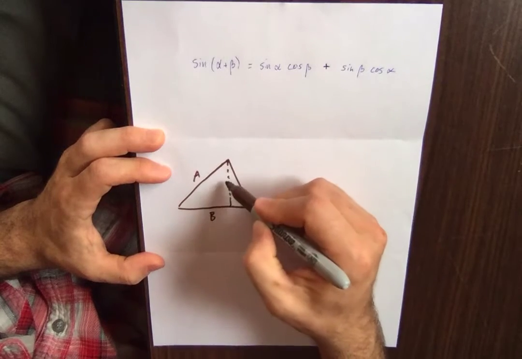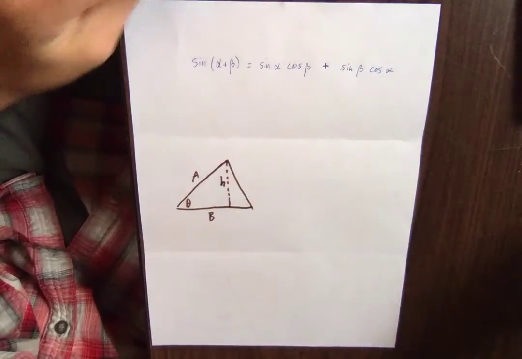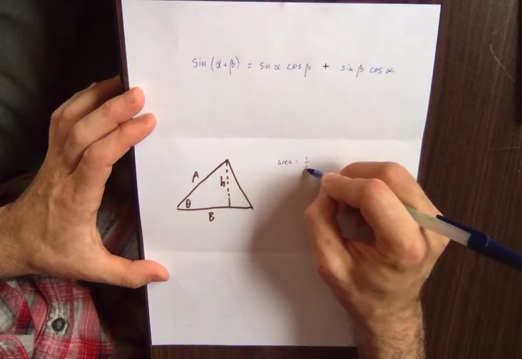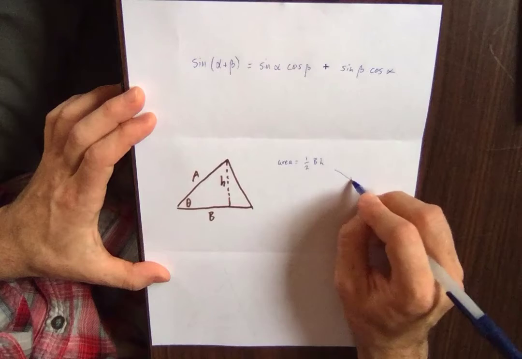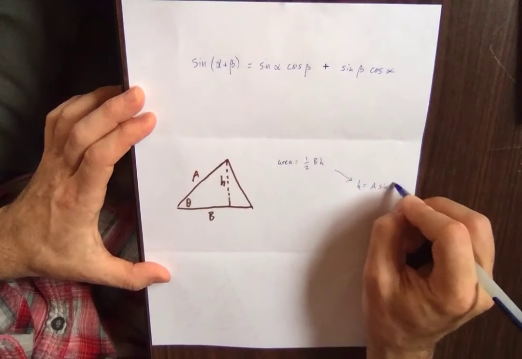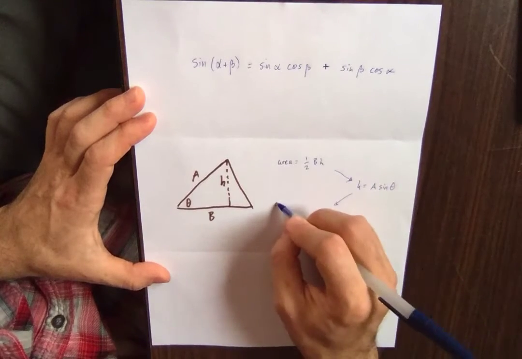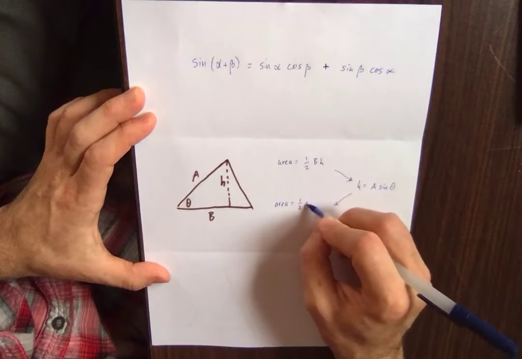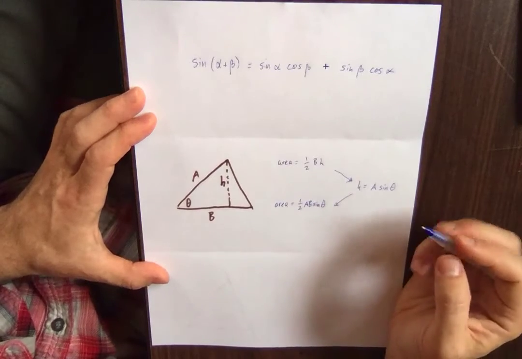So here's h. Let's call the angle here theta. Everybody knows that. So area. But if you notice that h equals a sine theta, then you get a different formula for area, which is also handy, 1/2 AB sine theta. That's also good for any triangle.